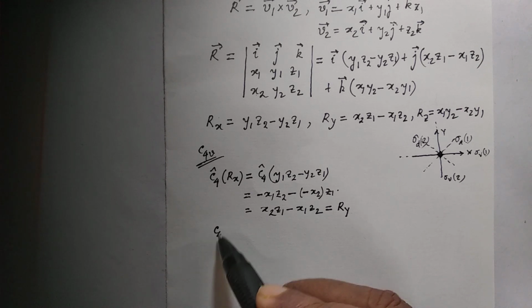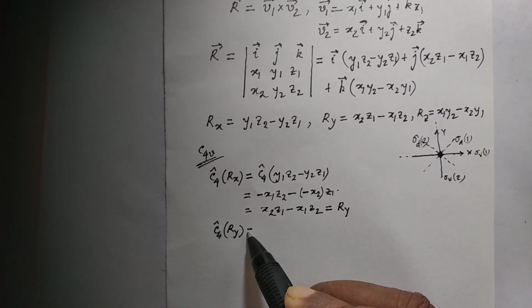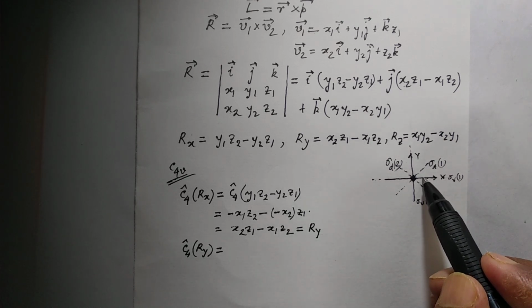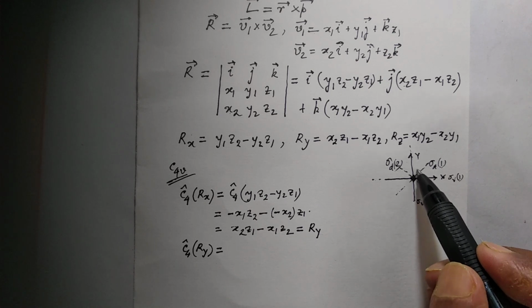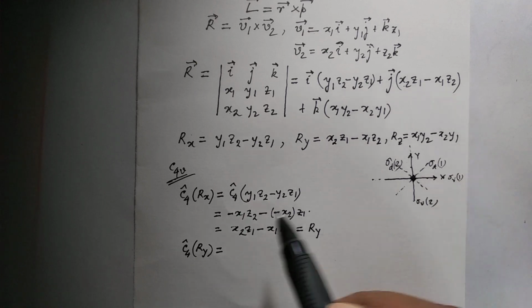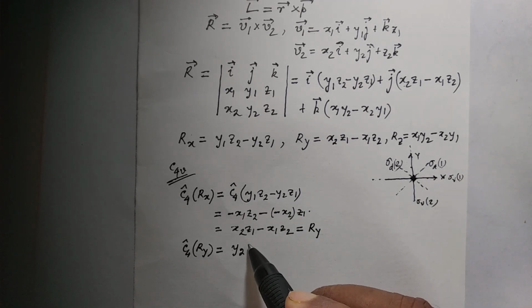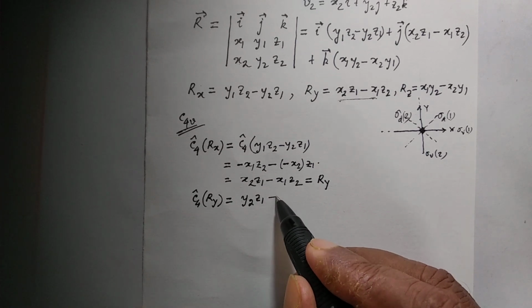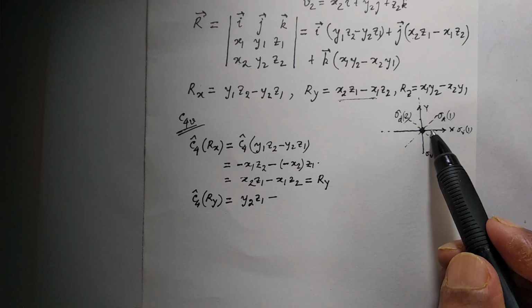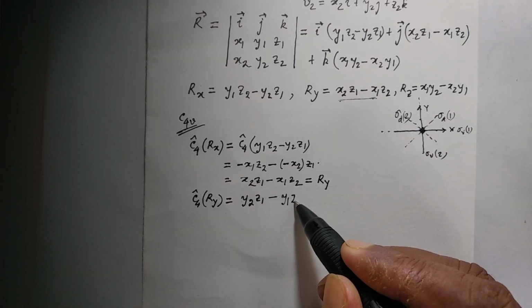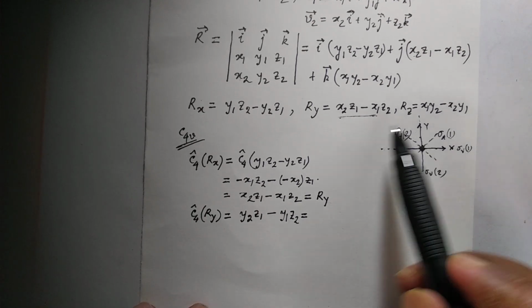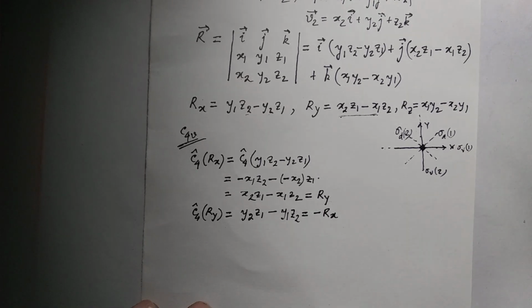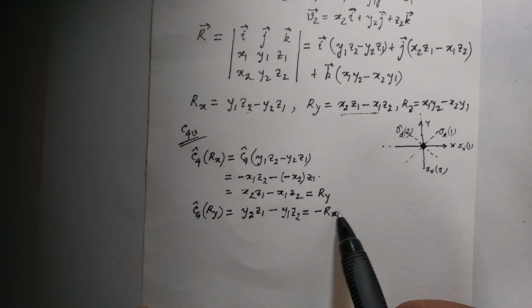So let us apply the same operator on the partner function Ry. Ry is x2 z1 minus x1 z2. On rotation, x becomes y. Therefore x2 becomes y2, z1 remains unchanged, minus x1 becomes y1, and z2 remains unchanged. What is this? y2 z1 minus y1 z2 is minus Rx. We get minus Rx. Thus Rx and Ry are transforming together. From Ry we get Rx, and from Rx we get Ry.